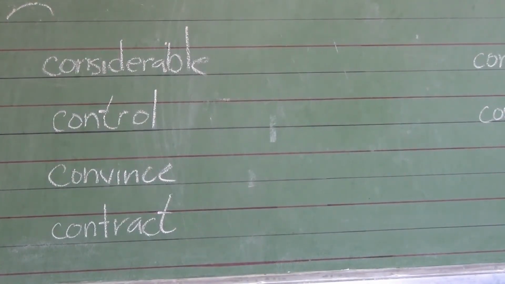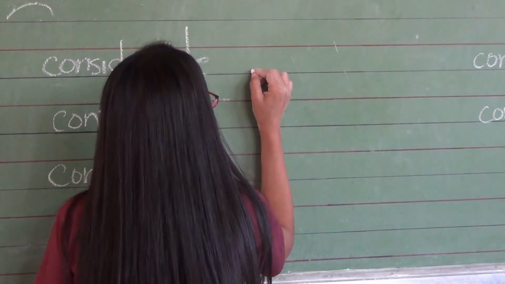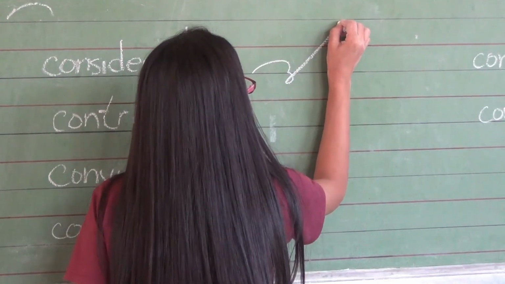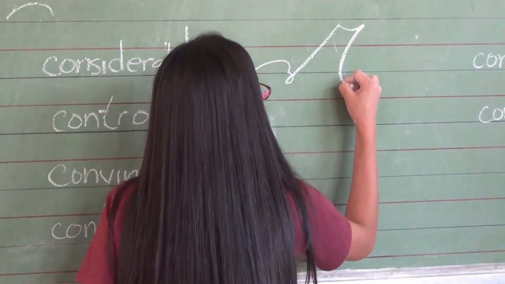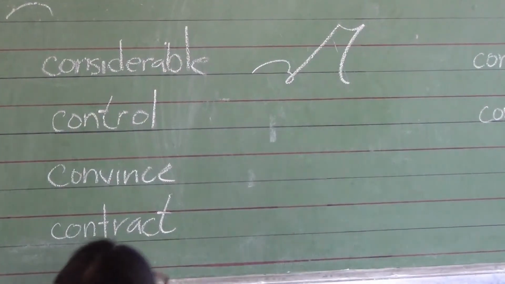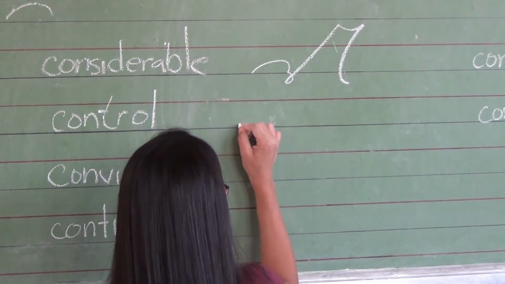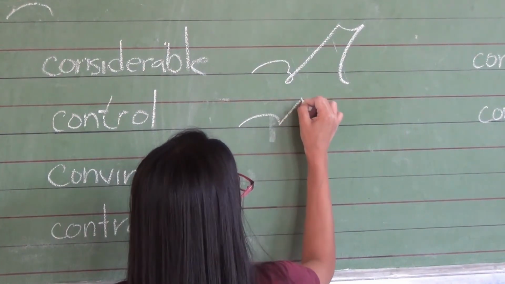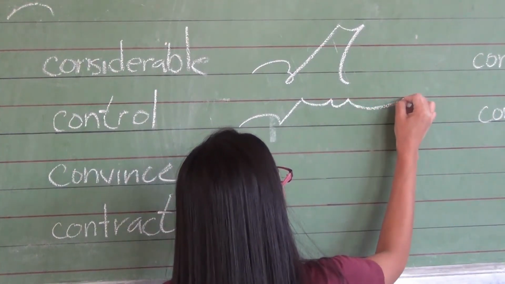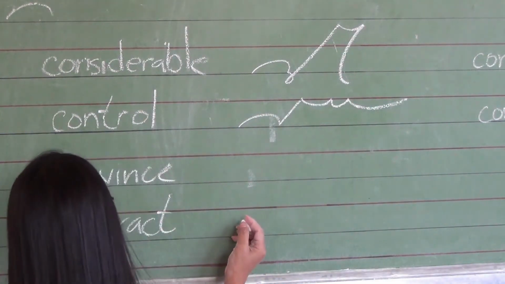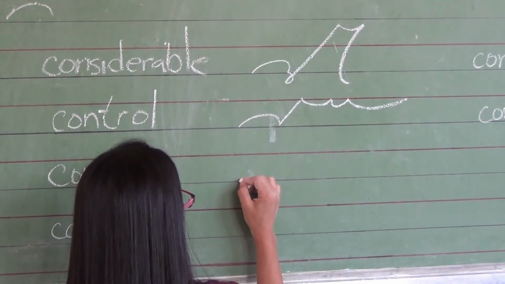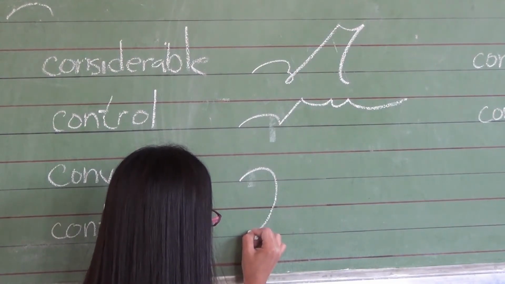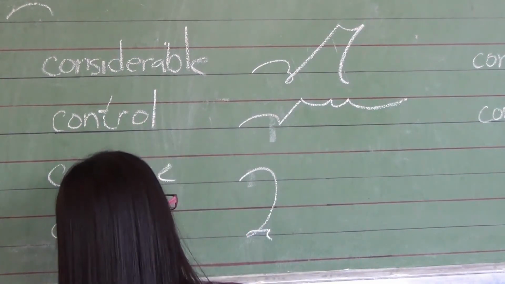Next, considerable. It is represented by K, S, E, D stroke, R, and B stroke. Next, control. It is represented by K, T, R, O, and L stroke. Next, convince. It is represented by K, V stroke, E, N, and left S.